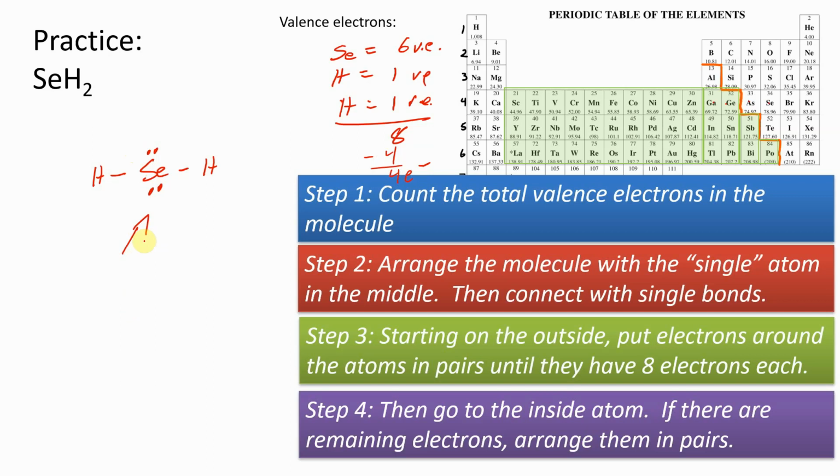Selenium is not an expanded octet atom. It has 2, 4, 6, 8. It's just a normal octet atom. But what we're getting out of this one is that hydrogen, no electrons on the hydrogen. Super important. Okay? Let's do one more.